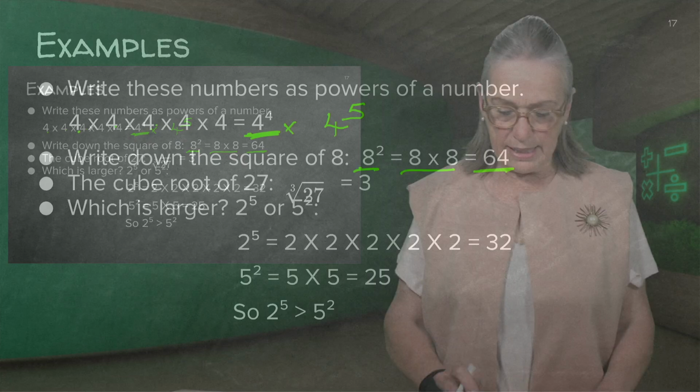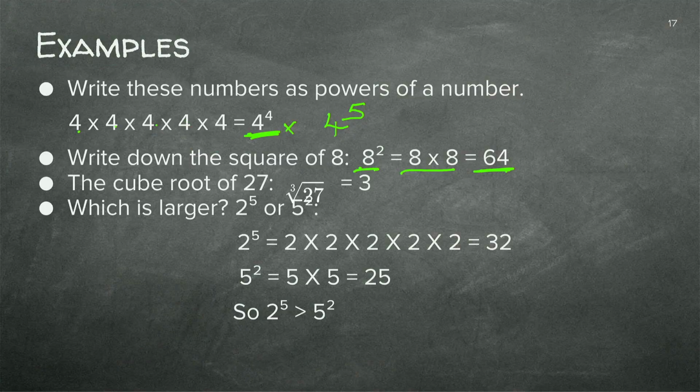Now, this is a little bit small, but I hope you can see it. They asked the cube root of 27. So I'm going to rewrite it here. The cube root of 27. In other words, it's the inverse of the perfect cube. So it's going to be 3, and we're going to say 3 times 3 is 9, times 3 is 27. So the cube root is 3.